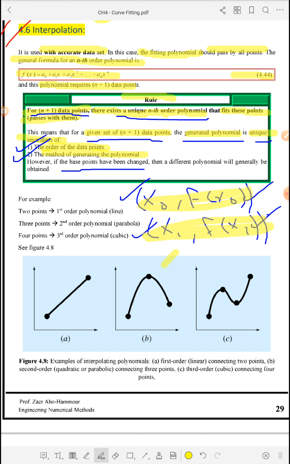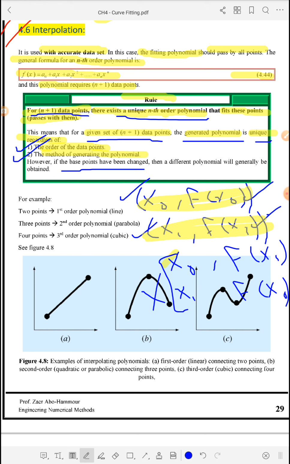That I should not give you x naught and f of x1 and x1 and f of x naught. So this is not allowed. This process is not allowed because I am changing the base points. So x naught should be with f of x naught, not f of x1, and x1 should be with f of x1, not f of x naught. So while shuffling, we should keep the pairing process as it is.